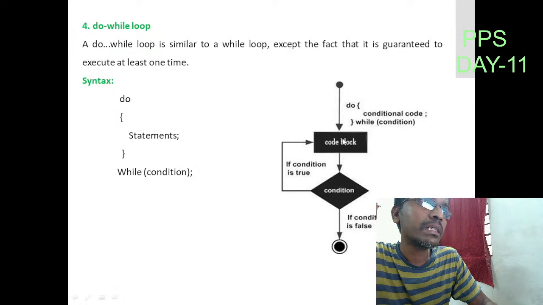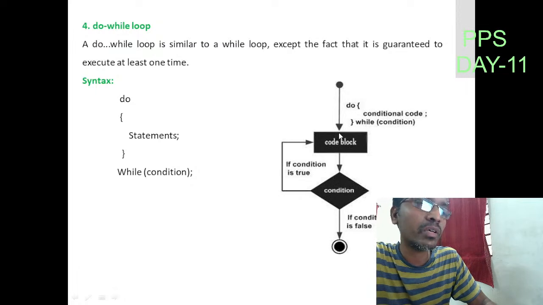So here, first it will go and execute the statements. After that it will go and check the condition. That's why, even though the condition is false, the code will execute at least one time. So that is the only difference here, between while and do while.